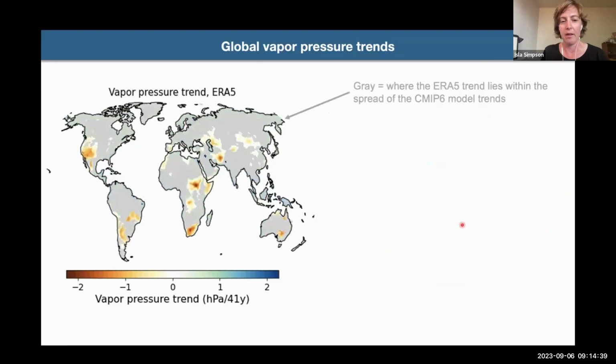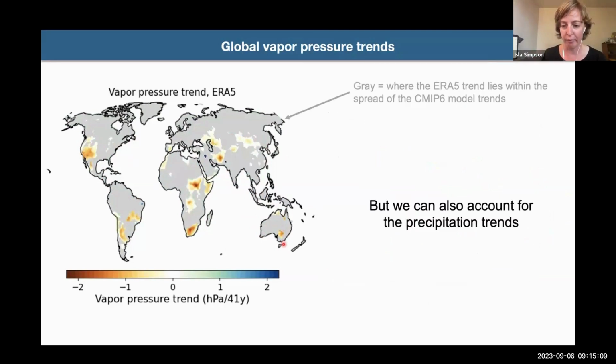And what I'm showing you here in gray are regions where the ERA5 trend lies within the spread of the CMIP6 models. So we have a number of regions that jump out as being distinct from the model distribution. It's not just the Southwest. We have many other regions, including parts of Australia, where ERA5 shows a relatively more negative trend in vapor pressure than what the models seem to be capable of producing.